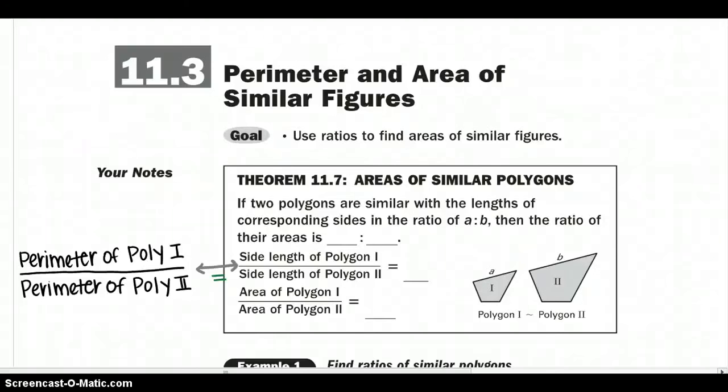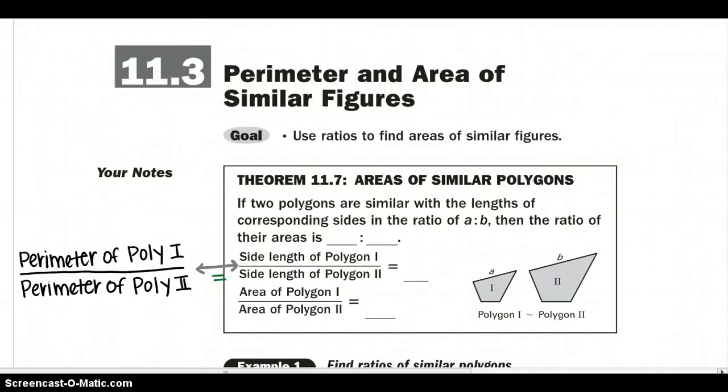Hey y'all, welcome back to chapter 11. We are going to start in section 3, perimeter and area of similar figures. And so we're going to combine what we have learned in the similar figures section in the past, and what we have learned in this chapter.